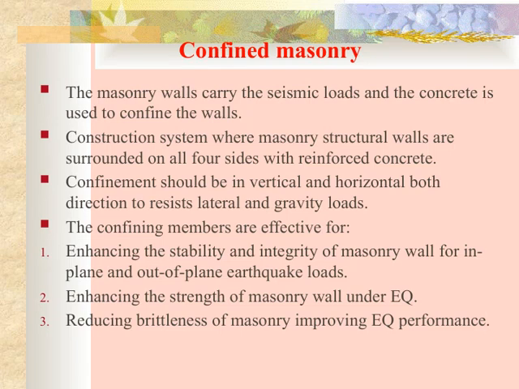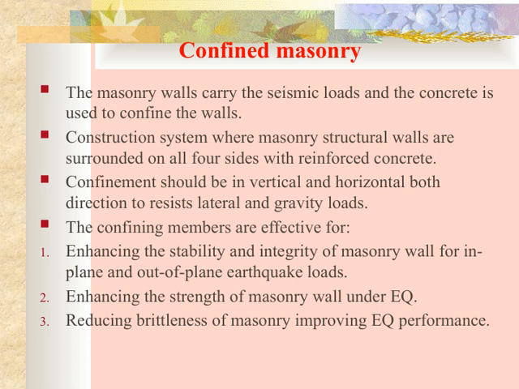Let's talk about confined masonry. In this system, the masonry walls are responsible for carrying the seismic loads, meaning they bear the forces generated during an earthquake. To support these walls, we use reinforced concrete around all four sides, creating a sort of cage that surrounds the masonry. This confinement is crucial both vertically and horizontally because it helps resist lateral forces from earthquakes as well as gravity loads from the structure itself.